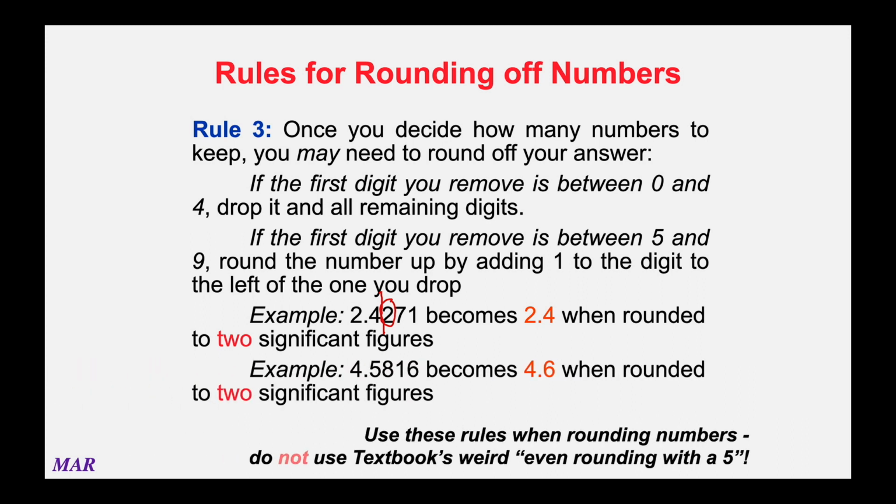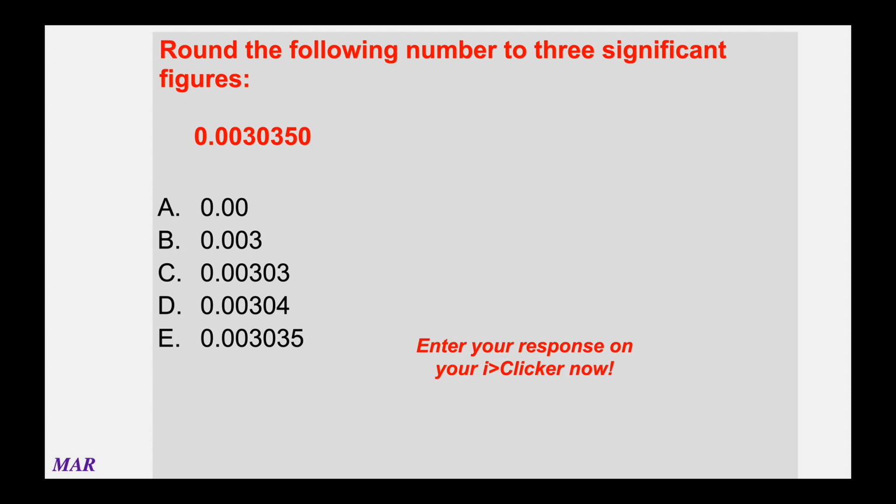On the other hand, 2.5816 becomes 2.6 if you're going to round it. You're going to cut it off after the 5. The first digit that you drop is an 8. That's between 5 and 9. So 2.5 becomes 2.6. Now the textbook says something in there about even rounding with a 5. Don't just ignore that. That's just silly. All right, I don't know what they're talking about. You just want to use the simple way. 0 to 4, leave it alone. 5 to 9, round up. Pretty chill.